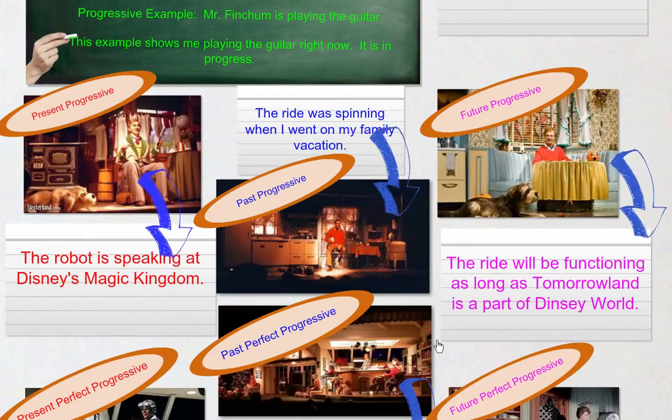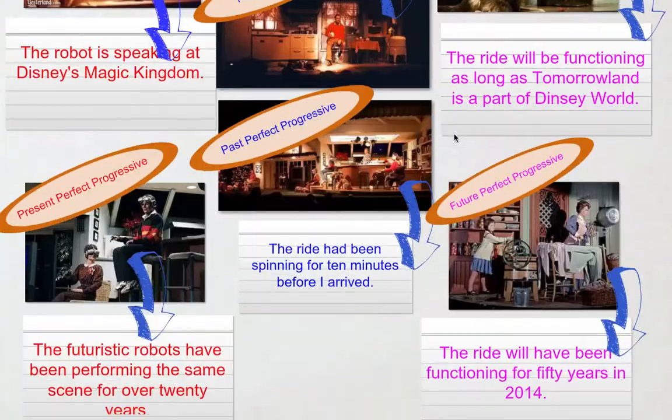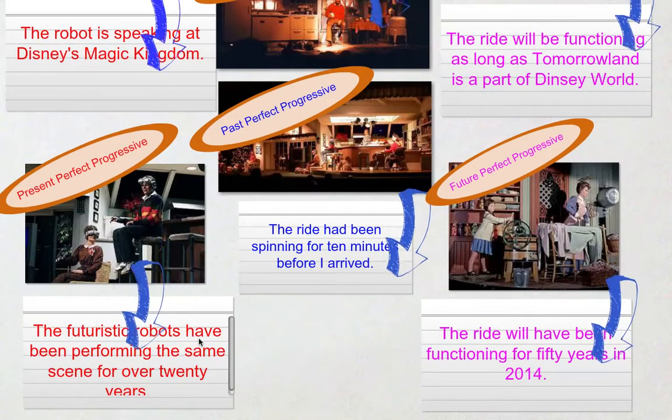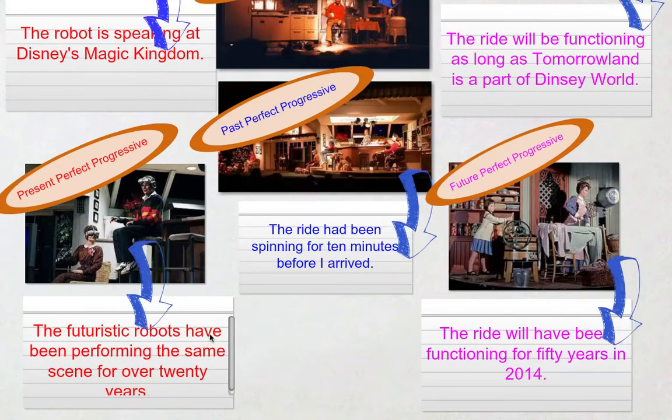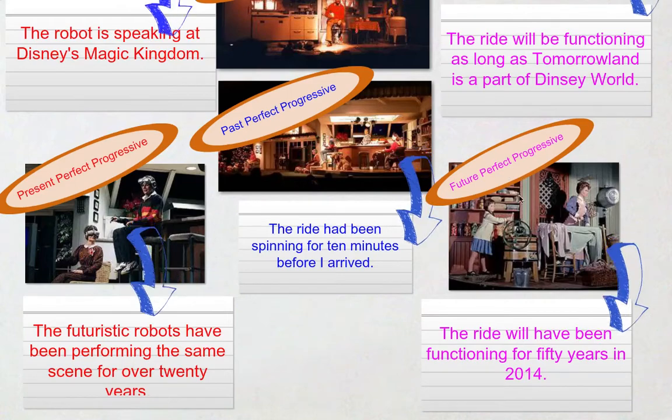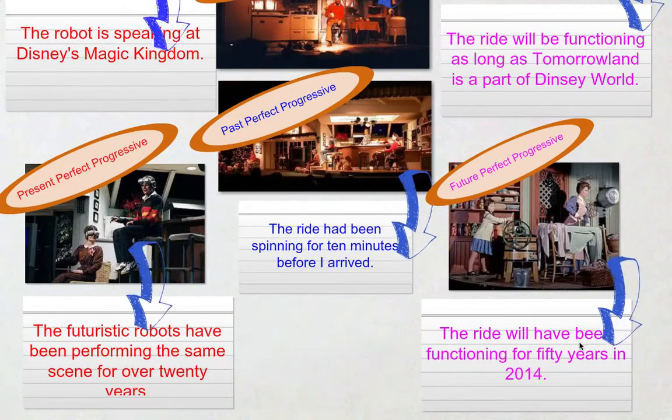And then for the progressive tense, I just want you to make sure you remember, the perfect progressive tense, that you have two helping verbs. Have been, so have, it could be has, right? Been performing, and it's going to be been every time. Had for the past, always, had been. And then for future, it will be will have been every time.